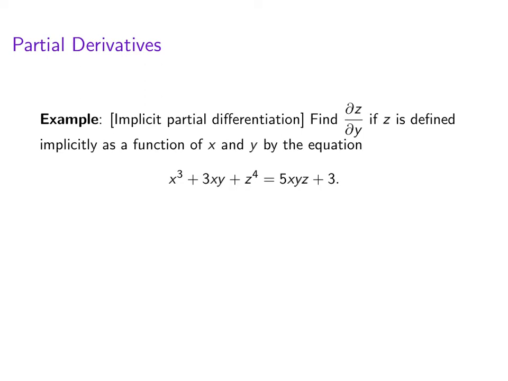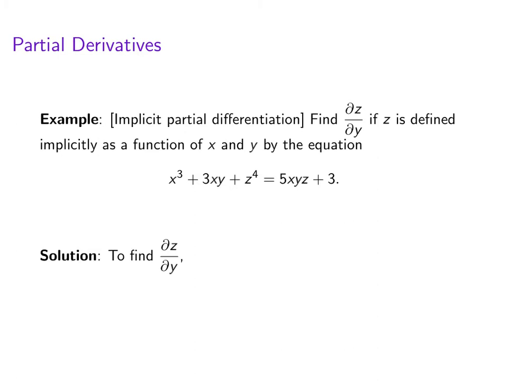Remember that the whole purpose behind implicit differentiation is that you might have an equation that defines a relationship between some variables, but you can't solve for the variable that you're interested in. So in this equation, you could try to solve for z, but you probably wouldn't be very successful.